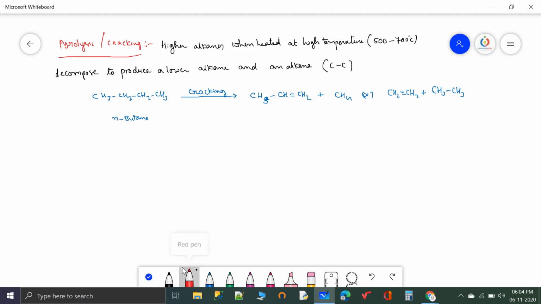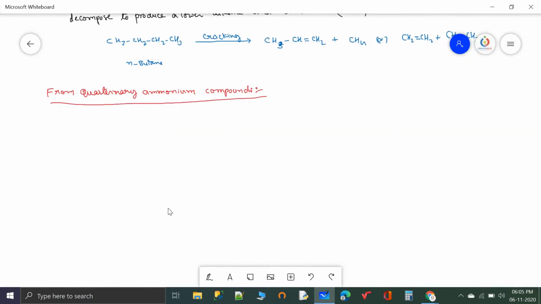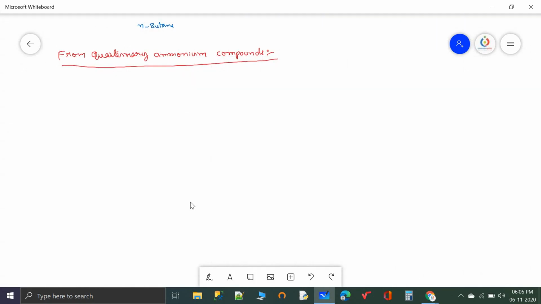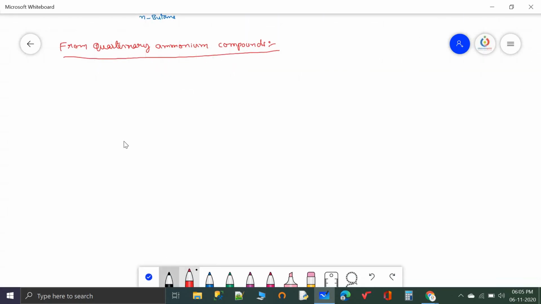So now let's discuss another method of preparation of the alkenes, that is from quaternary ammonium compounds. So when these quaternary ammonium compounds are heated or subjected to the base, they give the alkenes. That alkene is always the smaller, less substituted alkene. That I will write as the definition here.